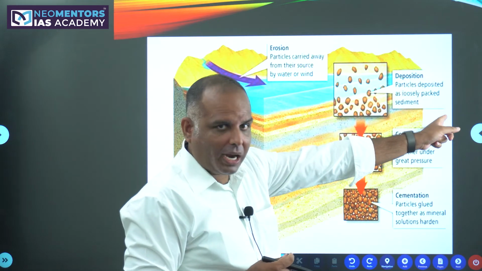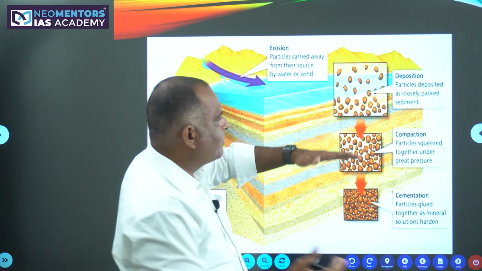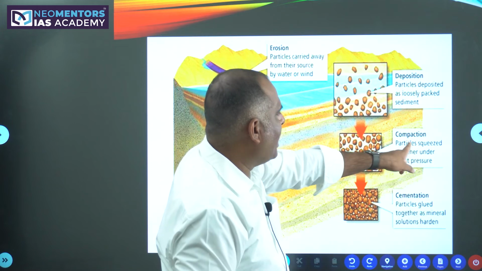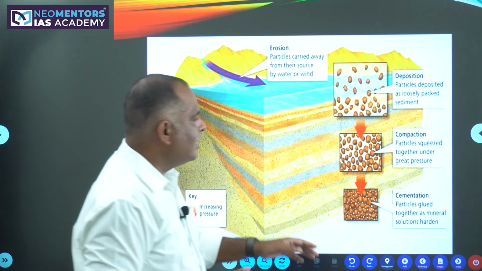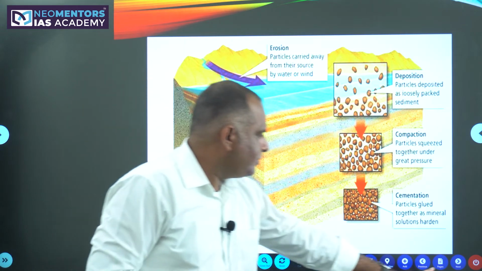Initially they are loosely packed. Then, because of the mechanical pressure being exerted, there is compaction of the material. That means there is squeezing, right? Compaction, particles squeezed together under greater pressure. Then cementation. Eventually they form a rock.